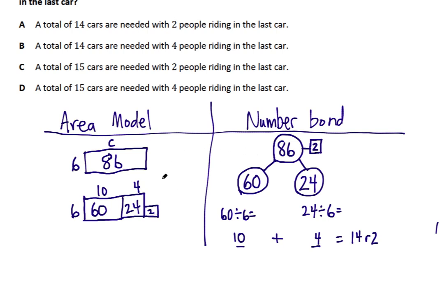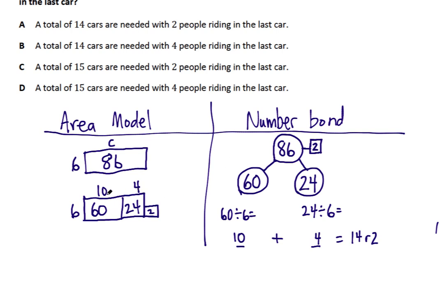So look at the similarities here between the number bond and the area model. They're basically the same thing. It's just a little different look than the area model. So you can use both of these or either one to come up with the answer here. Some people like number bonds, some people like area models. I'm a bigger fan of the area model, but both of these show the correct answer.